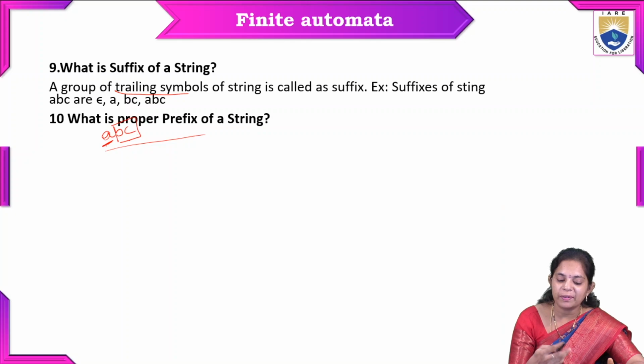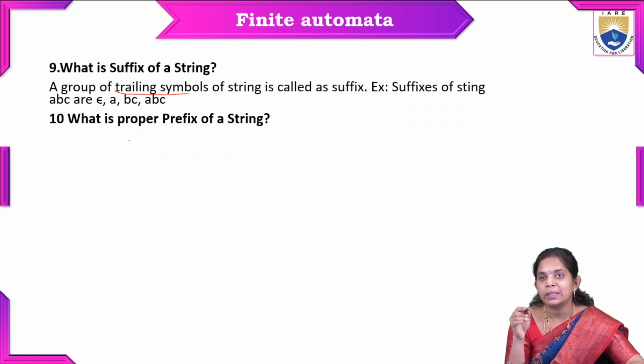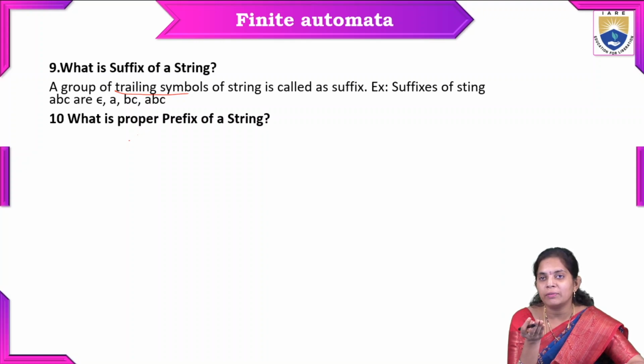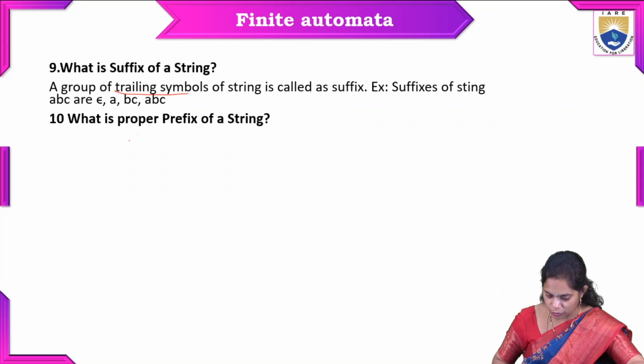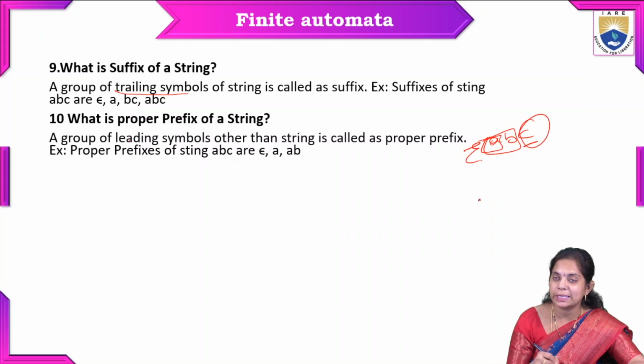What is a proper prefix of a string? Proper prefix means, after the substring, whatever is left, we name it as a prefix or suffix. Prefix means the left hand side part, and we name it as a proper prefix. Here ABC is an example. What are the prefix values for ABC? The prefix values are AB, A, or epsilon, excluding ABC itself.